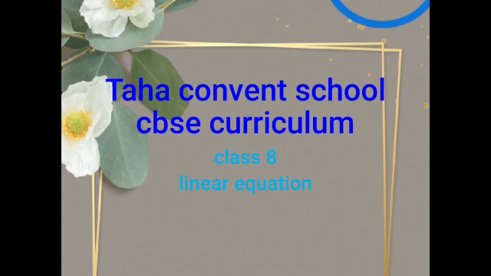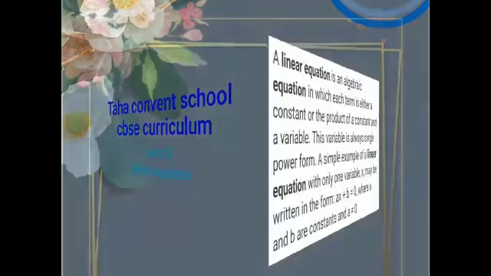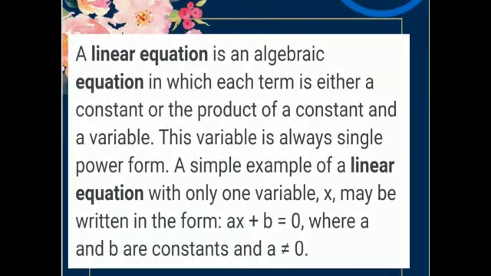Today we are going to learn about linear equation. Yes children, do you know what is a linear equation? So, a linear equation is an algebraic equation in which each term is either a constant or the product of a constant and a variable. What is the meaning of a constant? What's the meaning of a variable? Let us first see the definition and then I will explain about the constant and the variable.